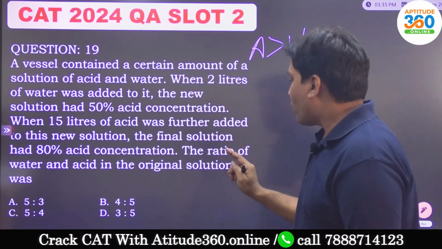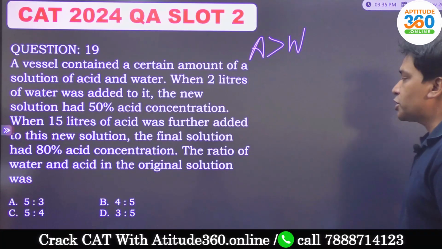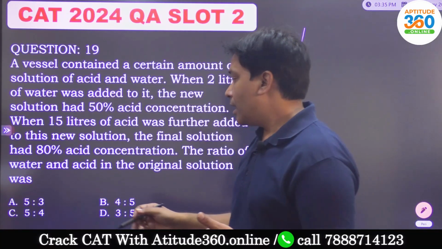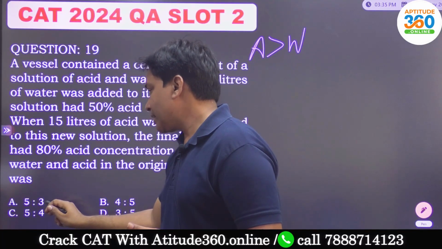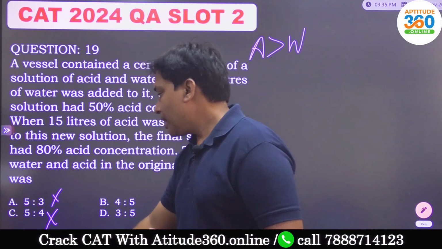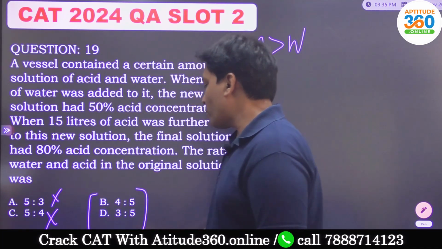And if you look at your problem, it says the ratio of water and acid in the original solution was... so water obviously is less than acid. If you look at this, water to acid, water is more, so this option is gone. Water to acid, because water is more, this option is gone. So what are we left with? We are left with 2 options.